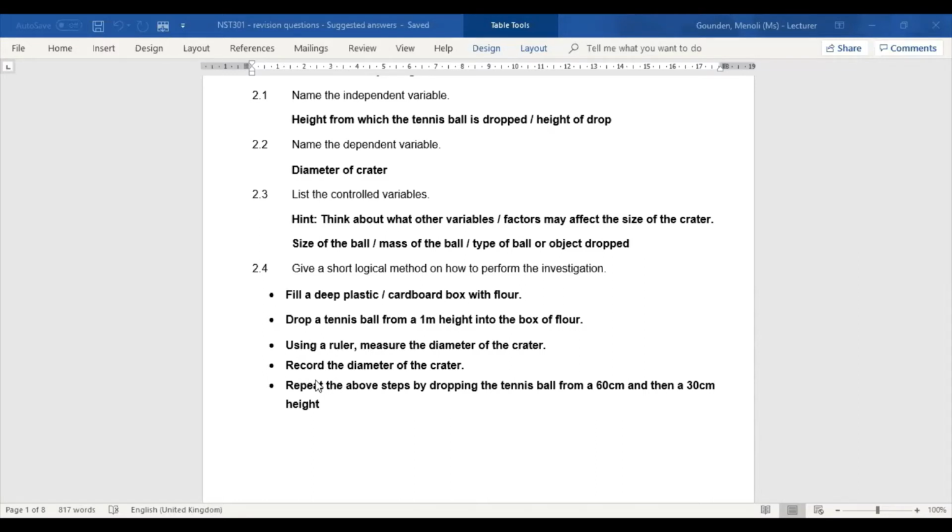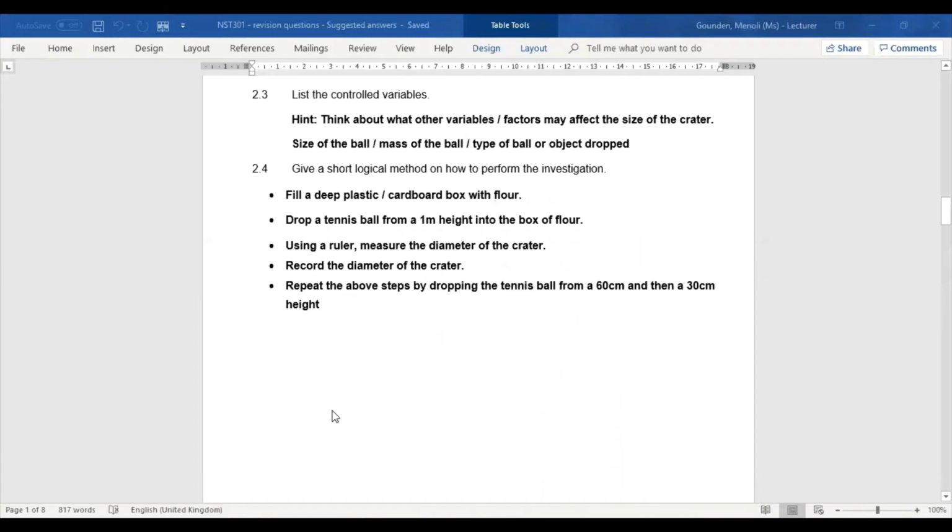Your next step would be that you have to make a record of the diameter of the crater. So generally, you would have a table where you'll start off with, from a 1 meter drop, the crater is 5 millimeters. Okay, you'd make a record of it and then repeat the above steps by dropping the tennis ball from a height of 60 centimeters and then finally a 30 centimeter height.